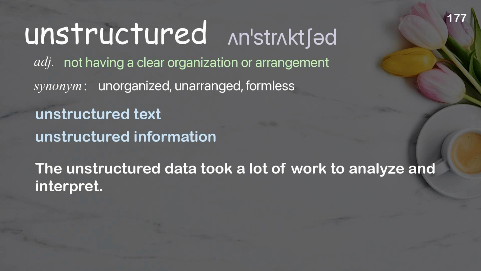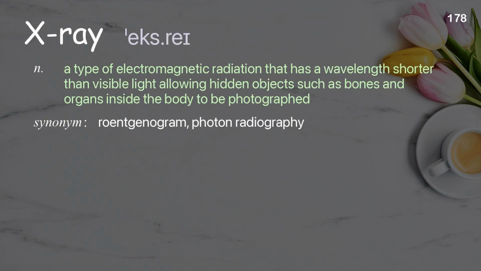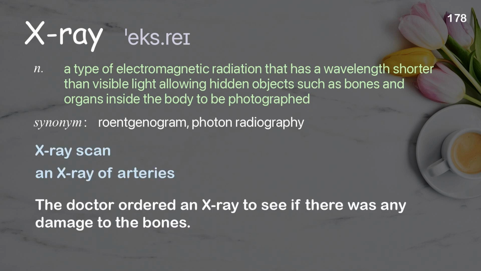X-ray. A type of electromagnetic radiation that has a wavelength shorter than visible light, allowing hidden objects such as bones and organs inside the body to be photographed. Examples: X-ray scan, an X-ray of arteries. The doctor ordered an X-ray to see if there was any damage to the bones.